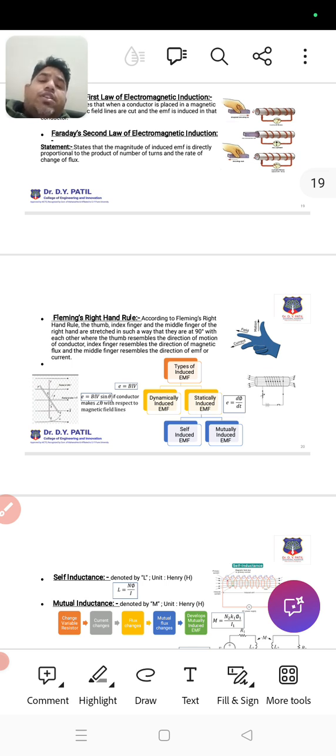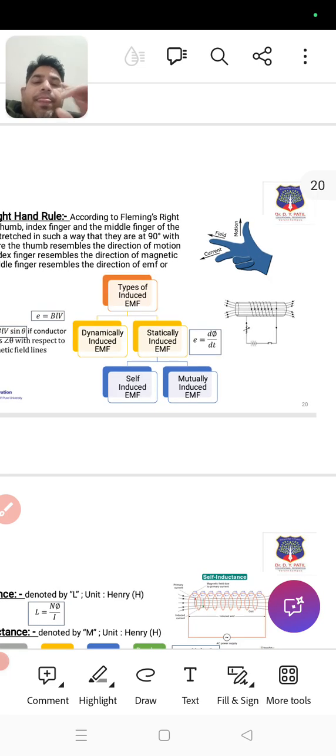When three fingers are stretched such that they are perpendicular to each other, the thumb shows the motion, the index finger shows the field, and the last finger shows the current. There is some correction there. Types of induced EMF: dynamic induced EMF and static induced EMF. Dynamic means the conductor is always in a rotating condition. Static is always in a stable condition. The self and mutual, there is an example of that already.